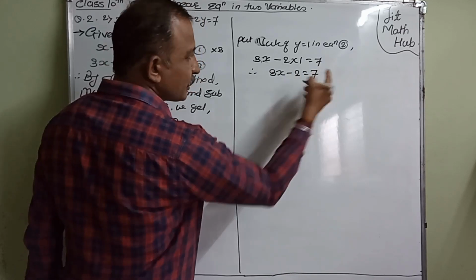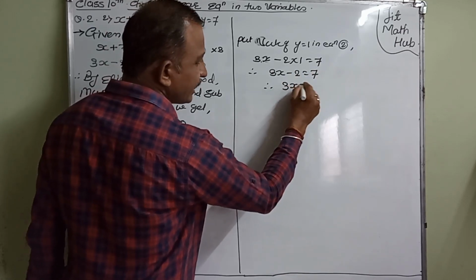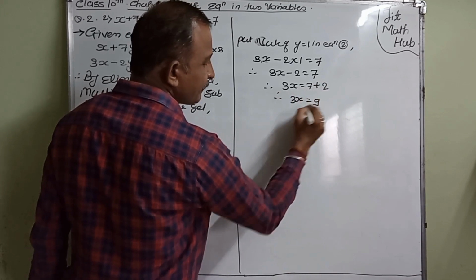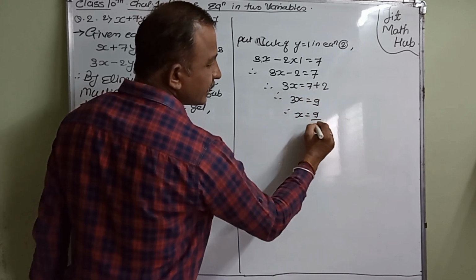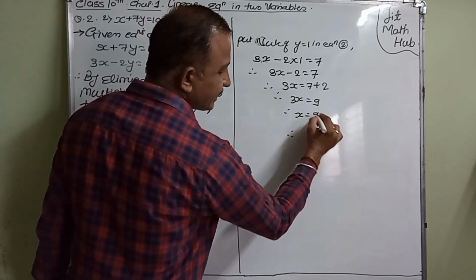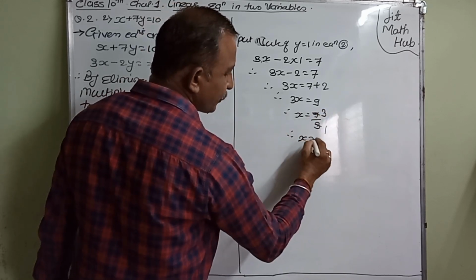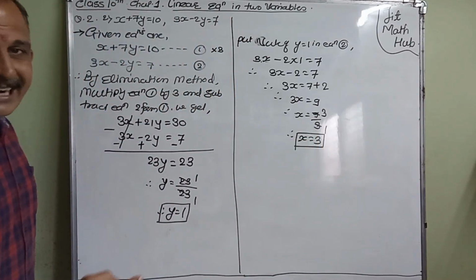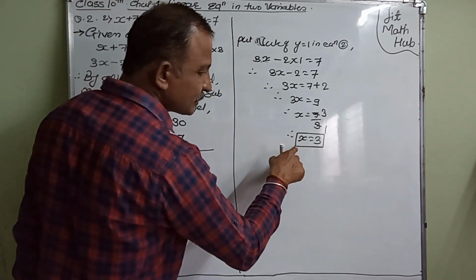Now minus 2 transfers to the right side. So therefore 3x is equal to 7 plus 2, and therefore 3x is equal to 9, and therefore x is equal to 9 upon 3. 3 ones are 3, 3 threes are 9, and therefore x is equal to 3. So we get the value of the second variable, that is x is equal to 3.